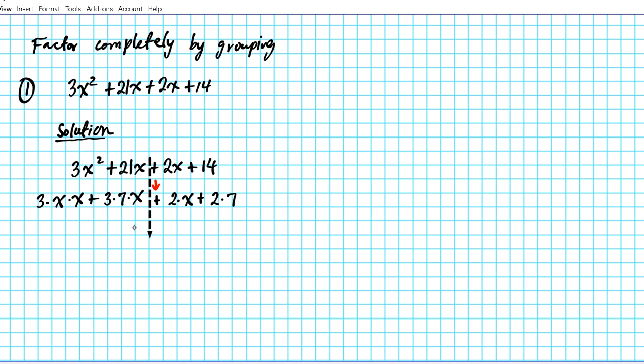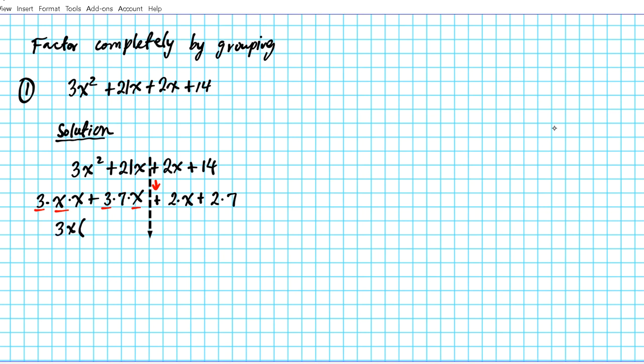Now let's take a look at the left side of our partition and see if there's a greatest common factor that we can factor out. And the answer is yes, we can factor out. We have a 3 and a 3. And then we have an x and an x. So on the left side of our split, the GCF is 3x. So we're going to factor out the GCF, 3x.